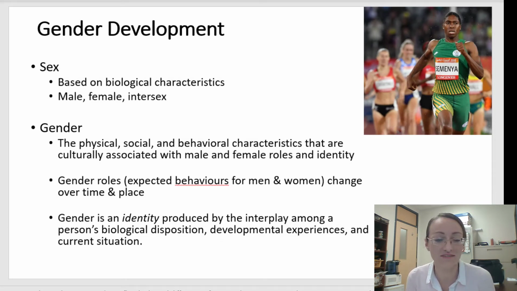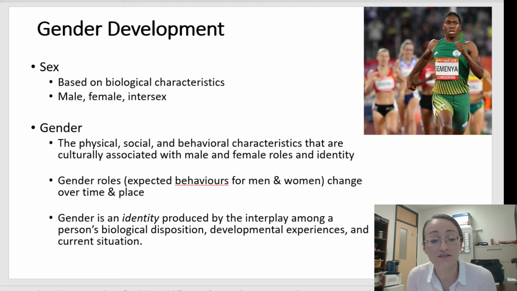Sex is defined based on biological characteristics, what's between a baby's legs, and can be male, female, or intersex. On the other hand, gender refers to physical, social, and behavioral characteristics that are associated with cultural gender roles and the psychological sense of identity. Girls wear pink, boys wear blue, men go to work, and women stay home with the kids. Those social roles can change over time and place. A person's gender identity is an interplay between their biological disposition, their developmental experiences, and their social situation.